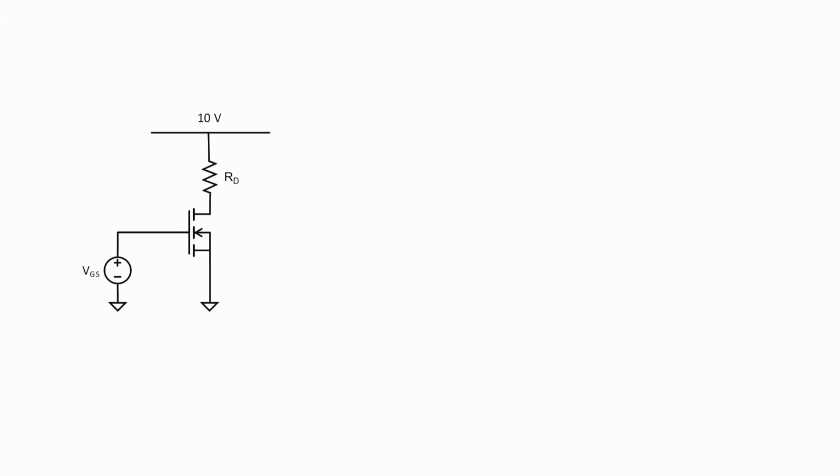So in this circuit, we have a 10-volt power supply up at the top, a drain resistor RD, and then we have a voltage source over here to give us whatever gate voltage we want. What I'm going to do now is to make a plot of the drain current versus the gate source voltage. Here's our drain current right here, and what we're interested in knowing is how that drain current changes as a function of the gate voltage.